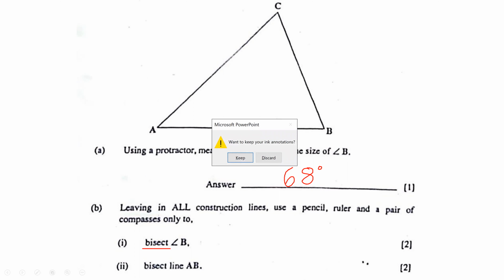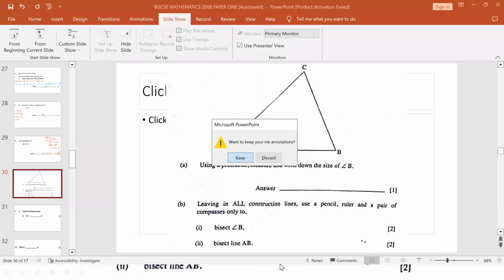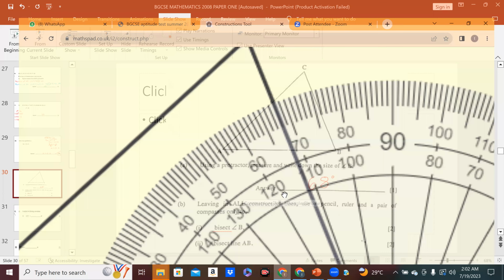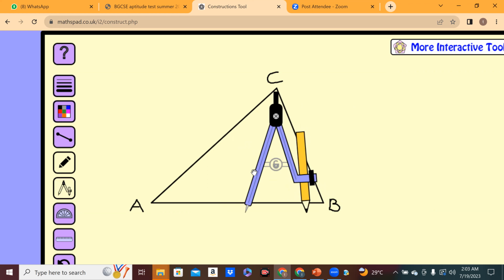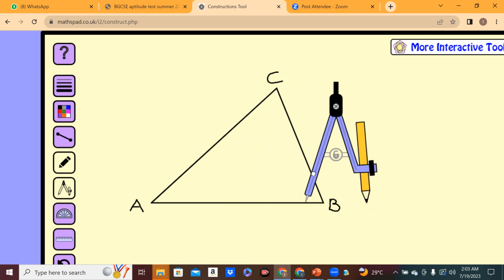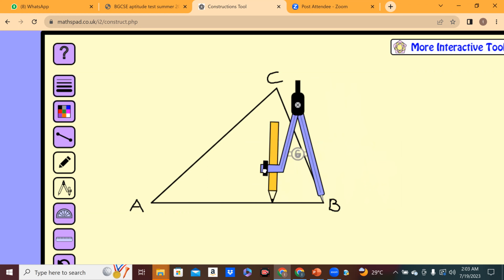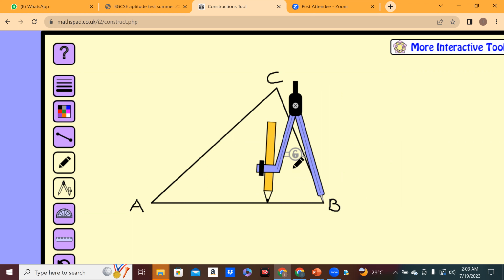So what we're going to do is bisect angle B. We already know that angle B is 68 degrees. So if we cut it in half, each side is supposed to be 34 degrees, which is 68 divided by 2. So let's move this protractor. We need a compass. Let's take our compass point, the sticky part, and place it at B. We are going to extend the compass a short distance, not a very long distance, and then we're going to lock it.